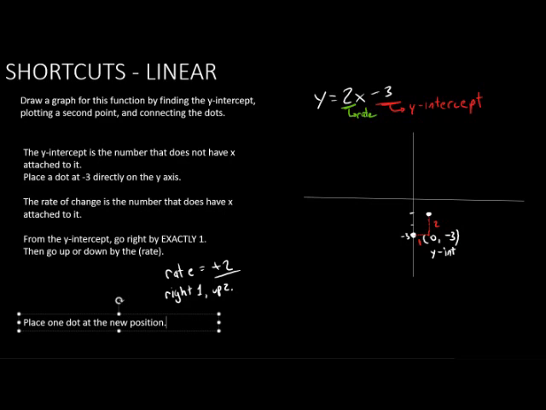After we place that dot, now we'll have 2 dots on our graph, and we'll connect them with a straight line. Therefore, our graph will look something like this. Notice that this is exactly the same as the line we got previously. So this is how we graph a linear function using the y-intercept and the rate of change rather than plotting.